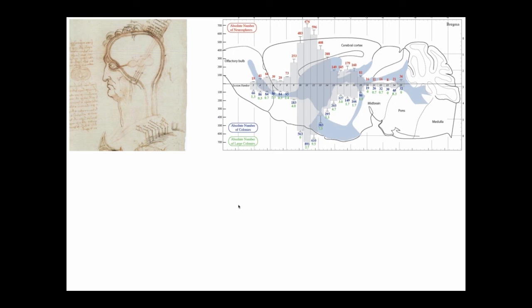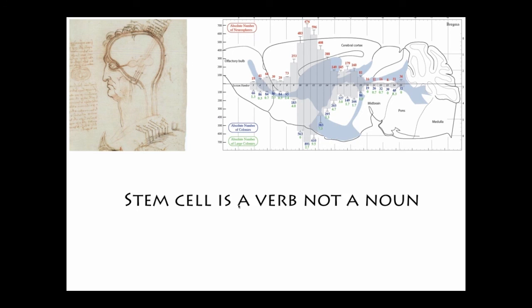So I want to start with the issue of identifying and enumerating or measuring neural stem cells and their activity in tissue culture. And I want to start by actually giving you the answer now. And the answer to this is that a stem cell is a verb, not a noun. And I'll explain a little bit more about what I mean by that as I go on, but I think you'll get the point as I explain this situation.